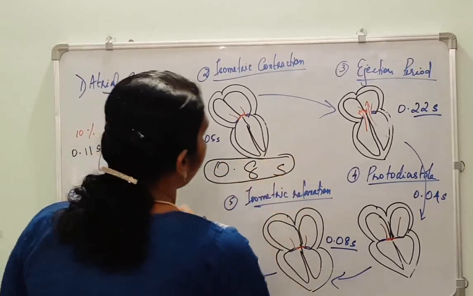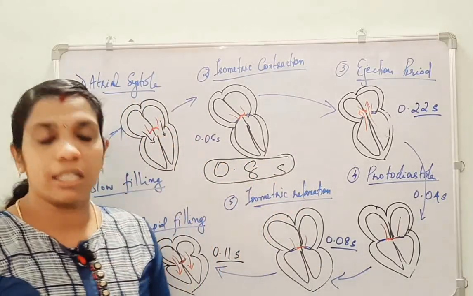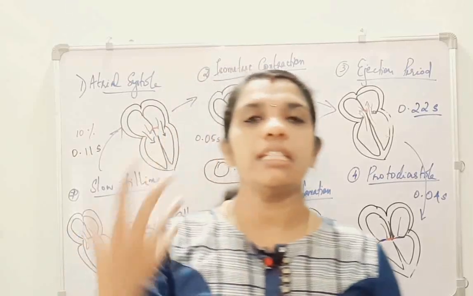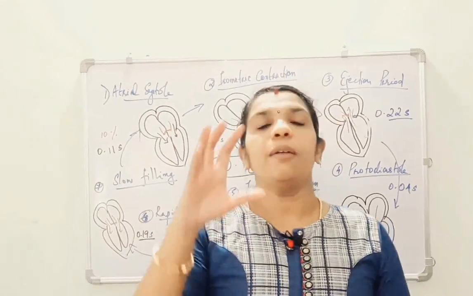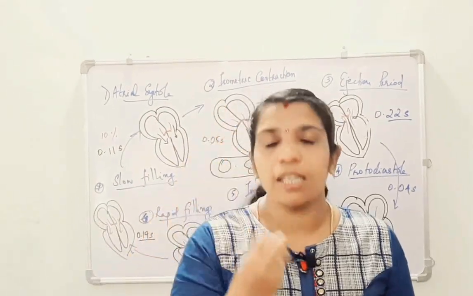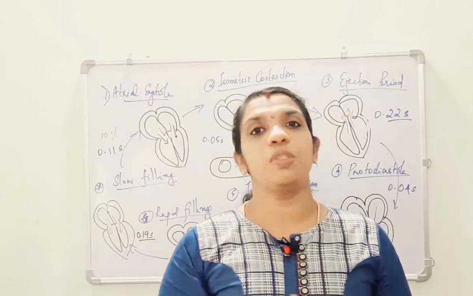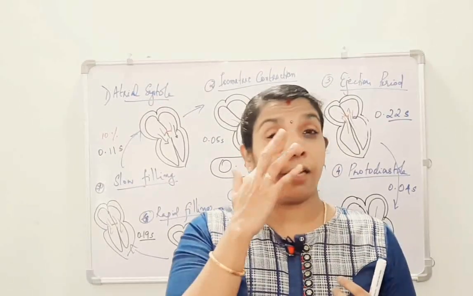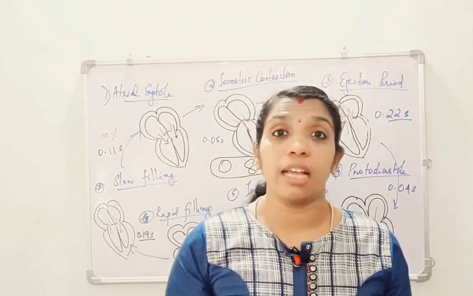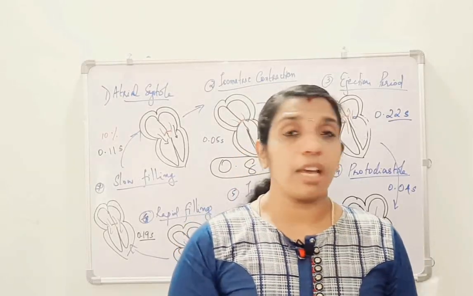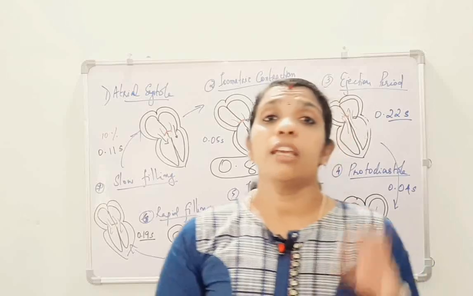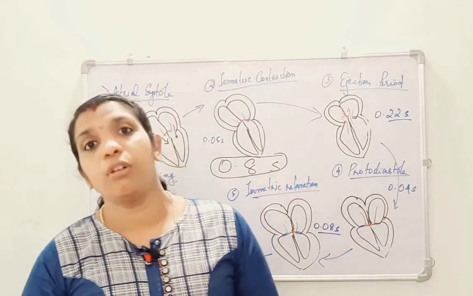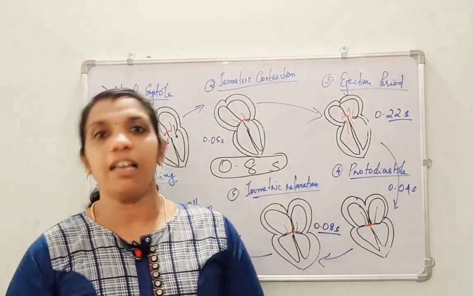The importance of cardiac cycle in case of ECG is, ECG monitors the different steps in the cardiac cycle, that is atrial depolarization, ventricular depolarization, atrial repolarization, ventricular repolarization, like that. If you understand the cardiac cycle, then you can understand the ECG.